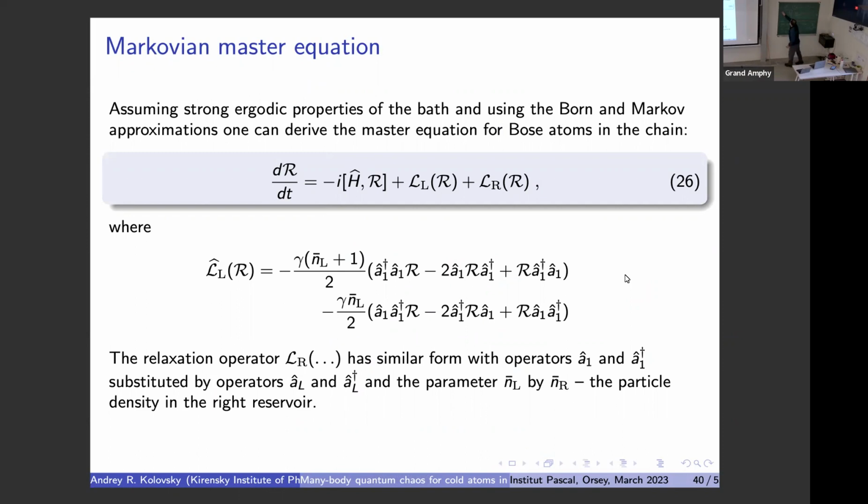This Hamiltonian. And then these two relaxations. I also put here both relaxations, which is Hamiltonian.